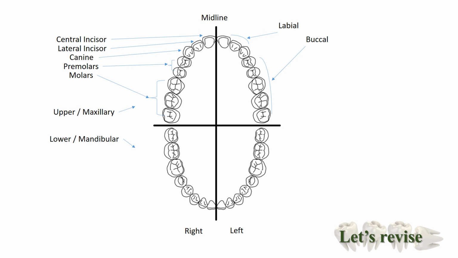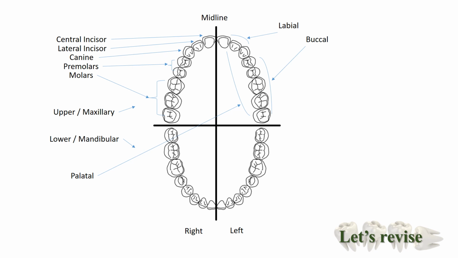The first surface to get used to is the buccal surface and the labial surface. These surfaces are the outside of the teeth, and we call them buccal when they're closest to the cheek, and labial when they're closest to the lips. So the front three teeth have labial surfaces, and the posterior teeth have buccal surfaces. That's repeated on the upper, the lower, the left, and the right.